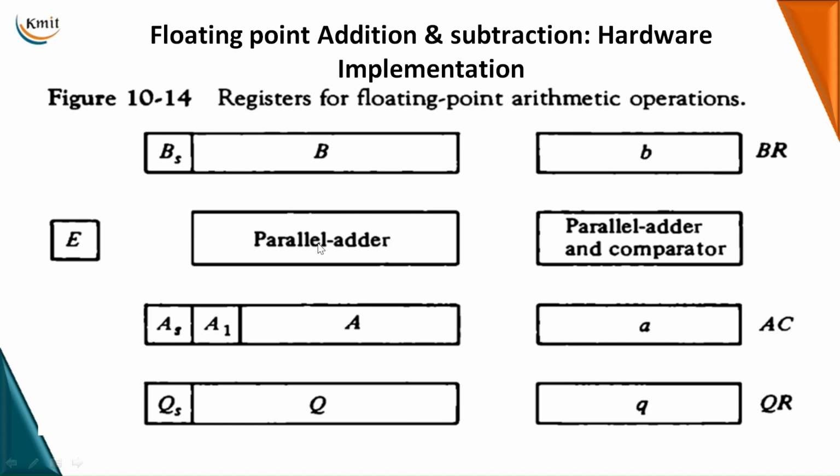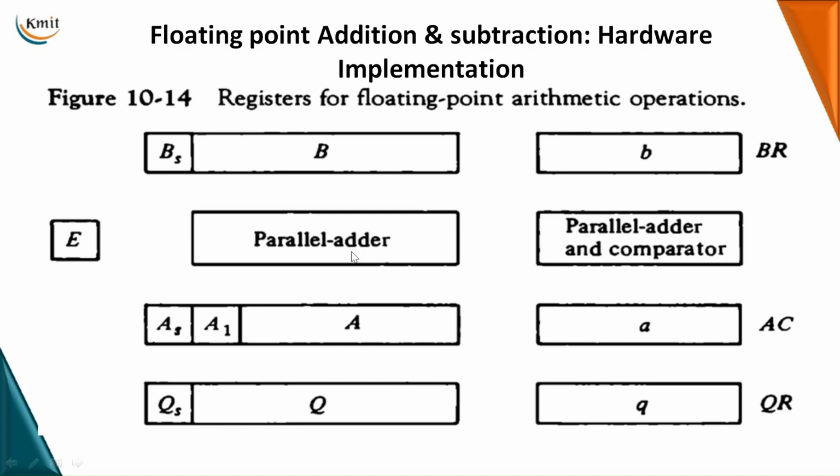Similarly, we have a parallel adder, similar to fixed point representation, which is used to add the contents of the BR register and the AC register, and the result is stored back into the AC register. And we have a flip-flop E that is used to store the carry bit during the addition operation. AS represents the sign bit, whereas A1 represents the most significant bit of the contents of the AC register. If you look at the QR register, it contains a sign bit. Since we are dealing with floating point data, the sign bit lies together along with the data part.